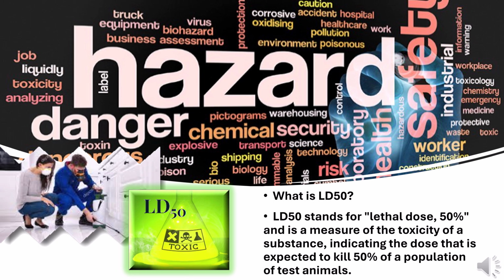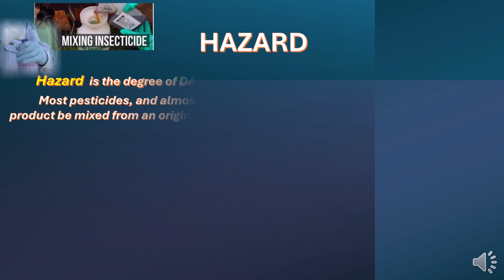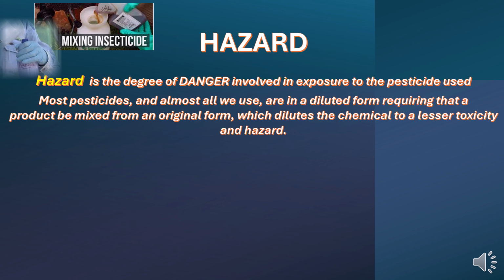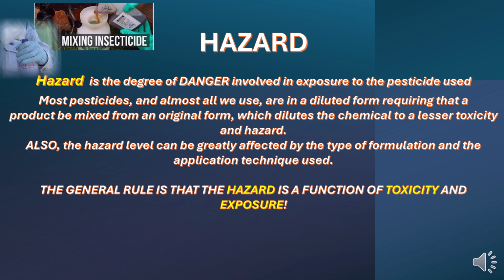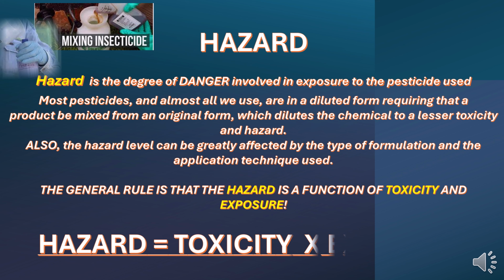The toxicity of a product is important, especially when you are handling, mixing, or applying it. Hazard is the degree of danger involved in exposure to the pesticide used. Most pesticides are in a concentrated form, requiring that the product be mixed to a final form which dilutes the chemical to a lesser toxicity and hazard. A general rule of thumb to keep in mind is that the hazard is a function of toxicity and exposure. Remember this formula: hazard equals toxicity multiplied by exposure.